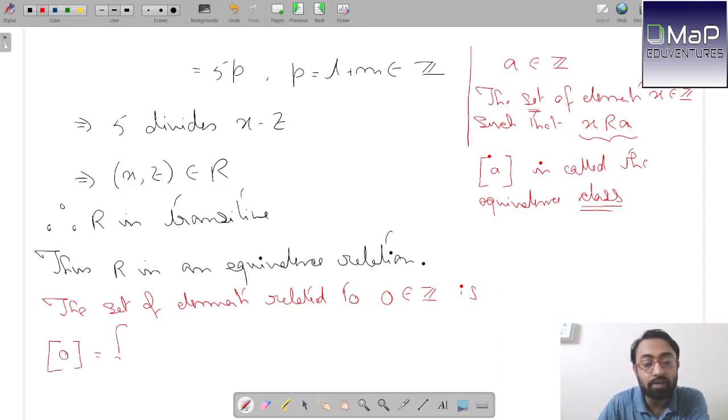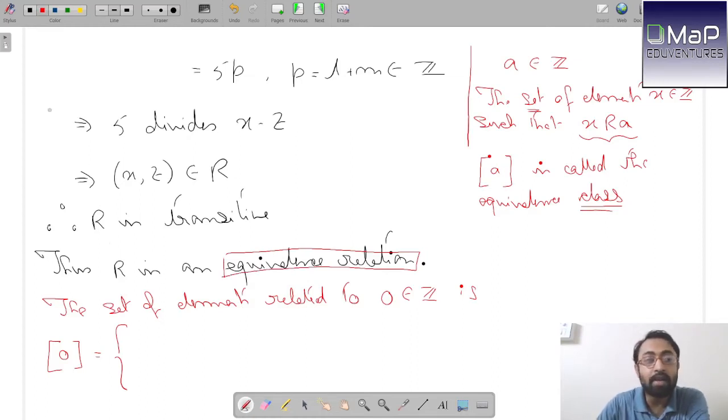Now how to get this set? Since we proved that the relation is an equivalence relation, obviously it is reflexive. Okay, so it is reflexive.